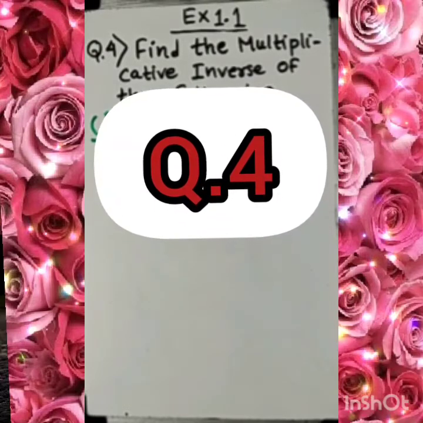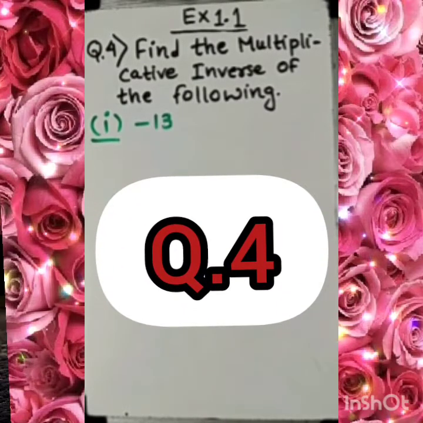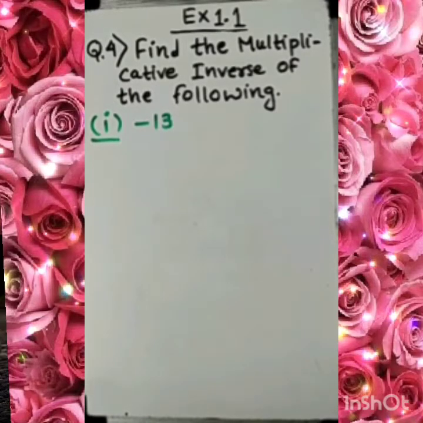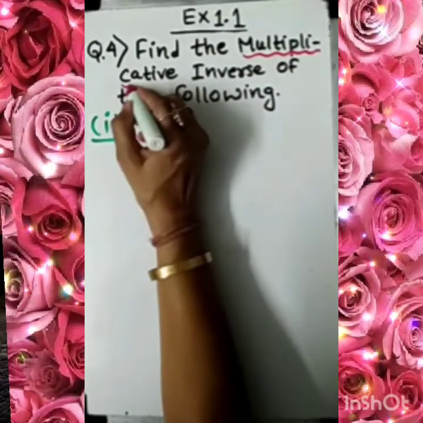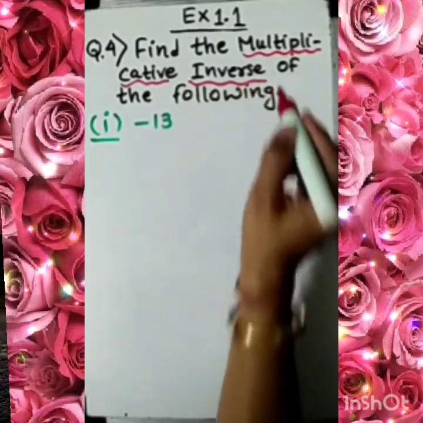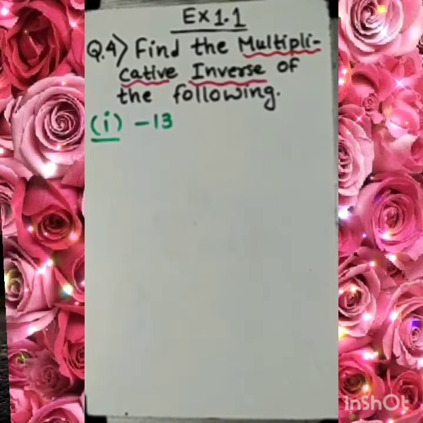So, my dear student, here question number 4 of the same exercise we are given. Find the multiplicative inverse of the following. Again, it's a new word for you here. That is also a new word. I have written multiplicative inverse. Another name of multiplicative inverse is reciprocal. I think you have heard this word, reciprocal. Okay, that is multiplicative inverse.